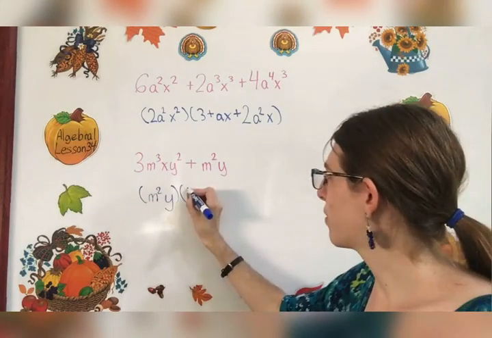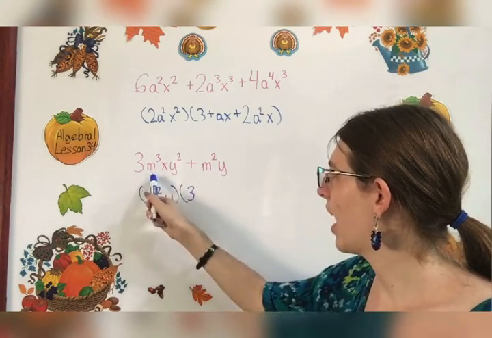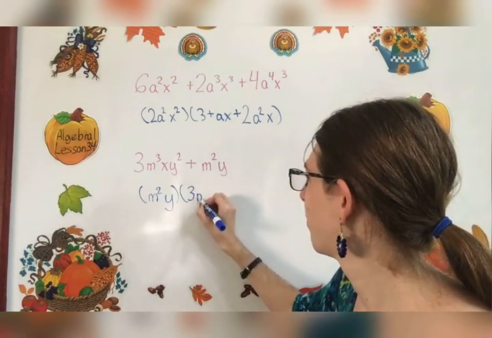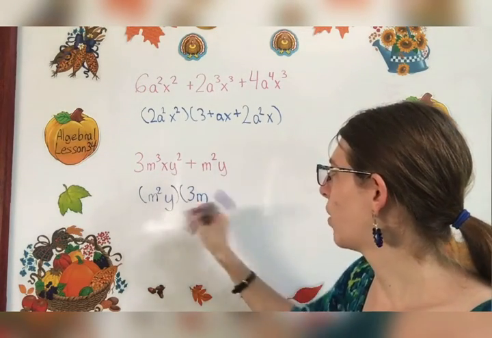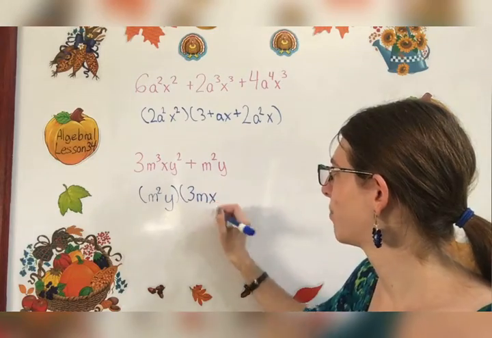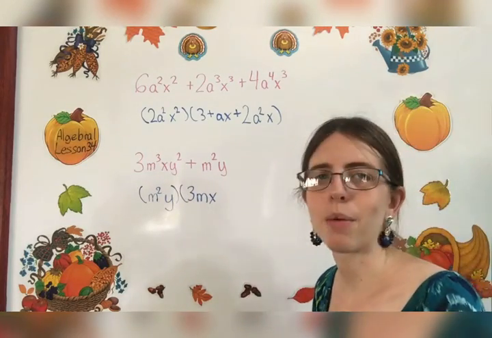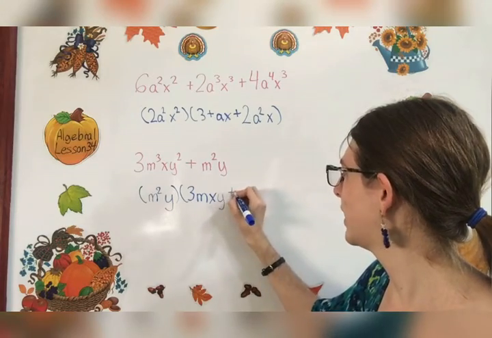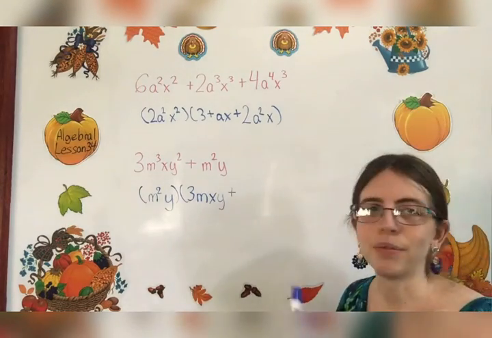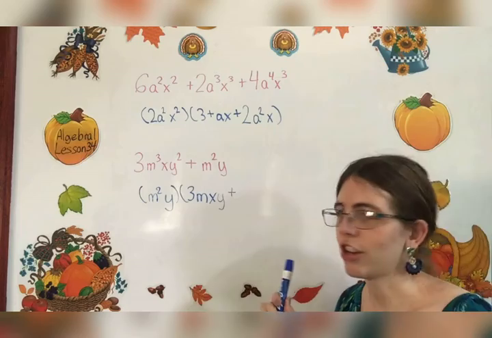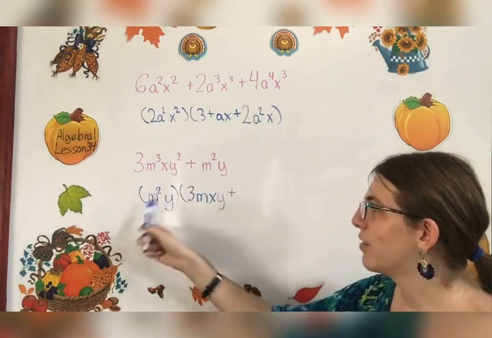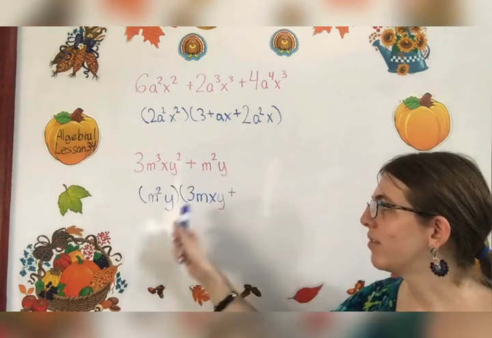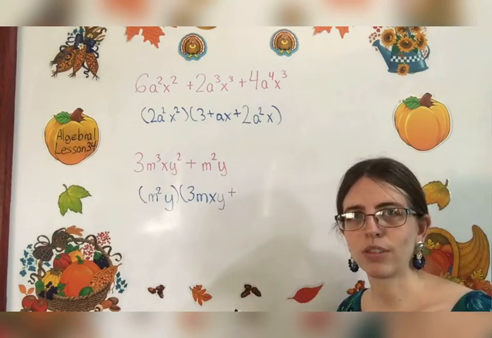So we keep 3, that doesn't change, and m cubed divided by m squared leaves us with just m. There's no x, so it stays there. y squared divided by y leaves me with just y. Plus, now, this is where you need to pay careful attention. m squared divided by m squared cancels out. y divided by y cancels out.